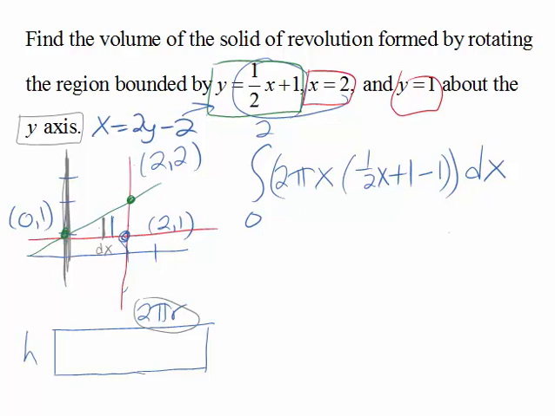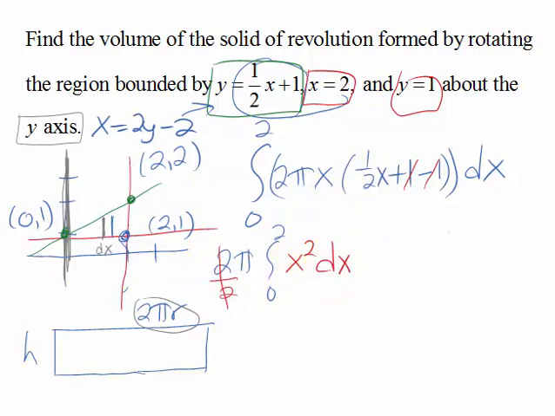Okay, let's see what we can do then to work this. We'll take the 2 pi out in front of the integral. We're integrating from 0 to 2. And let's see right here, these ones will cancel. So we can take the 1/2 out as well, so those will cancel. And I'm just going to have x squared dx. So we're ready to go ahead and do the integration.